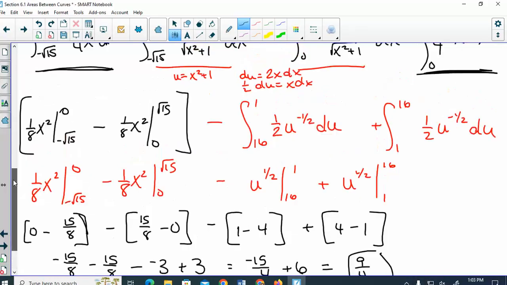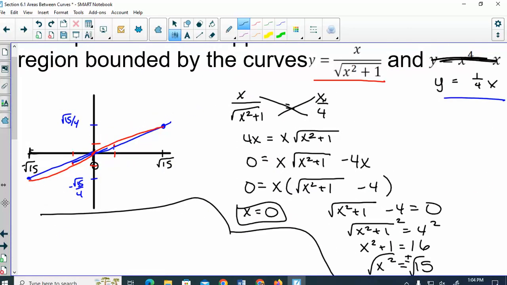It is possible to have curves that meet multiple places. And when this happened, was the same curve on top the entire time? No. Can anyone guess what the answer would have been if I just integrated from negative radical 15 to positive radical 15? It would have been 0, because you would have had to do one on top the whole time. And so one of these would have turned out to be negative and the other was positive, and they would have canceled out. So it is important to break apart each of those and to make sure you have the right curve on top each time.